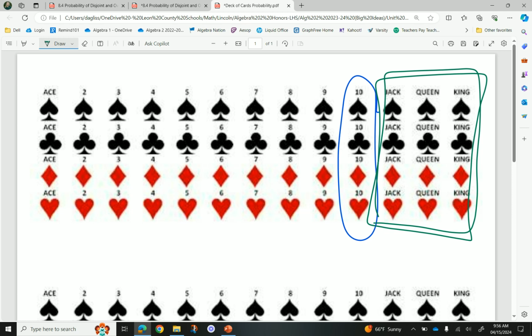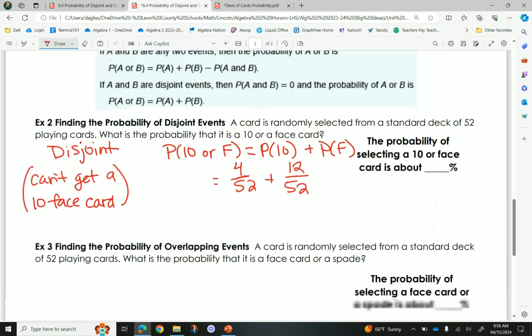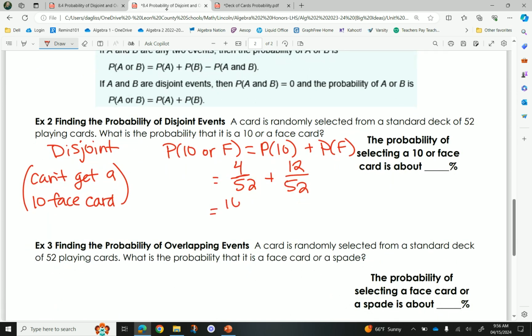Okay. So we have 12 face cards. So how many total cards are there? There were 16 out of the 52. That's going to be a 10 or a face card. So what is that probability going to be? Probability of 10 or face is going to be 0.308. So we can say about 31% or about 30.8%.